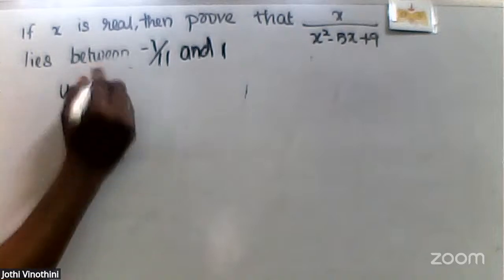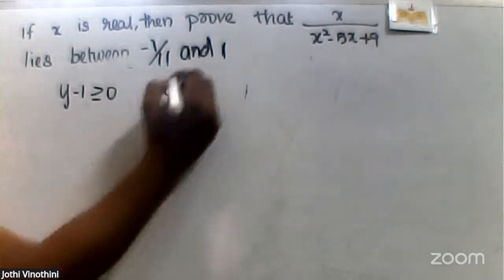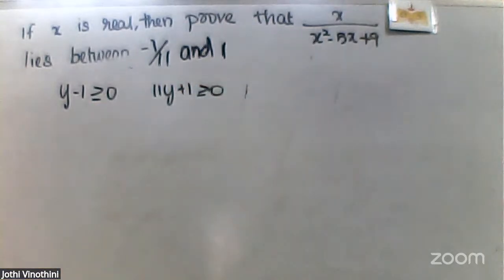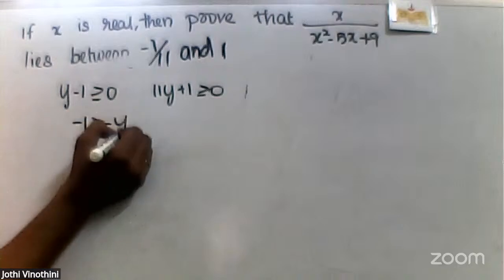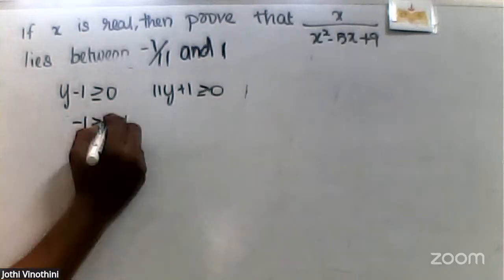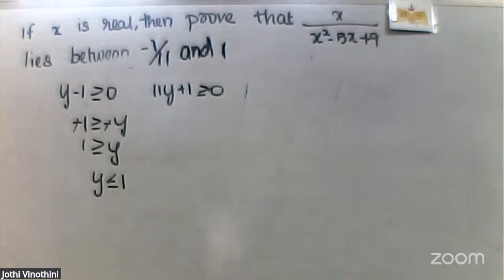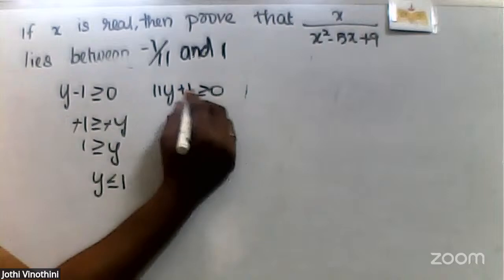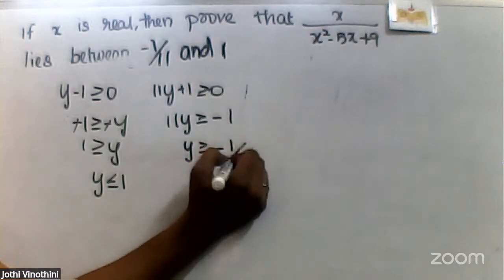Y minus 1 must be greater than or equal 0. Similarly, 11y plus 1 must be greater than or equal 0. Okay? Okay. So see, I am going to take this y to the other side. So minus 1 must be greater than or equals minus y. So 1 must be greater than or equals y. So I can write it like this, right? Y must be less than or equals 1. Okay, to the another side. 11y, I'm going to take this 1 to the another side, so it will becomes minus 1. So y must be greater than or equals minus 1 by 11.